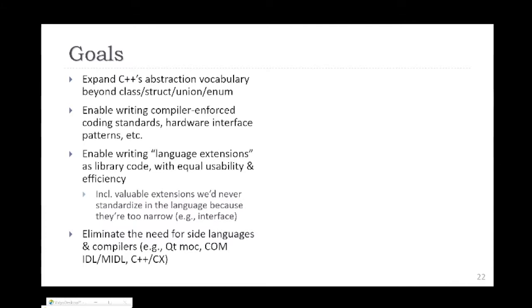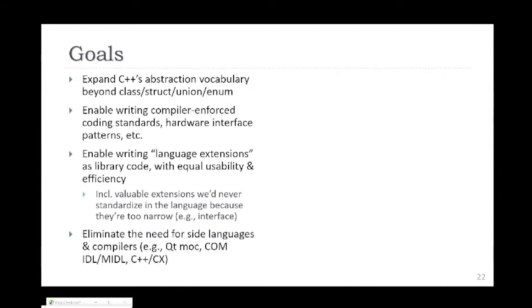We're just writing them using difficult tools, by conventions in our heads, by conventions written in standardese, by conventions enforced by third-party languages and tools like IDL or the moc compiler. And it would be nice if we could just write it all in C++. So you can think of the goal of this as expanding C++'s abstraction vocabulary beyond class, struct, union, and enum to be able to write your own word of power like that.